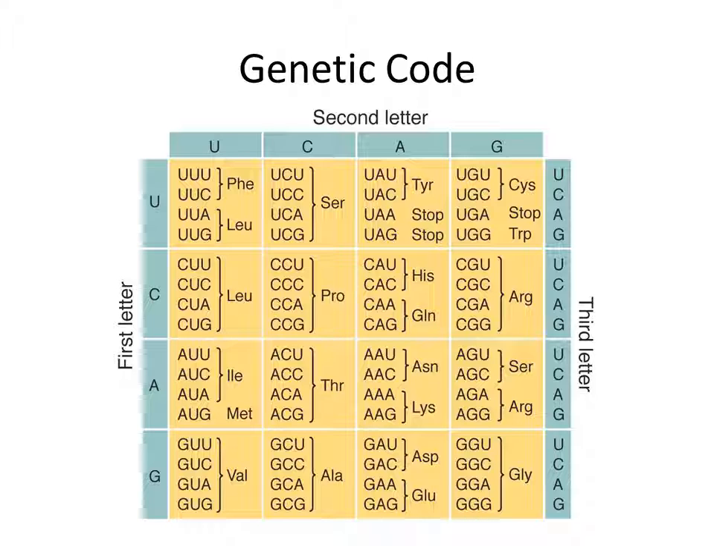For example, if you look at the upper left, if the RNA has UUU together, then that triplet will become the amino acid phenylalanine. So in this way, the information in the series of letters in the DNA becomes a series of amino acids in a protein.